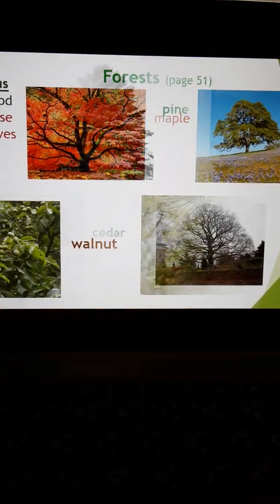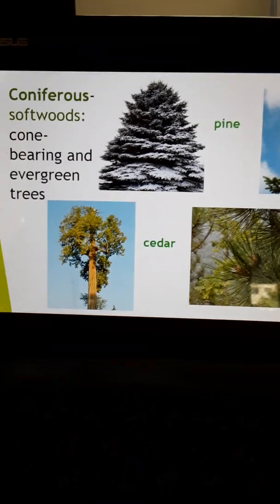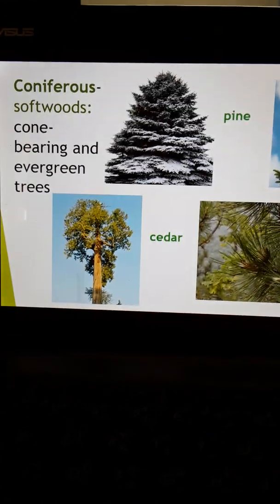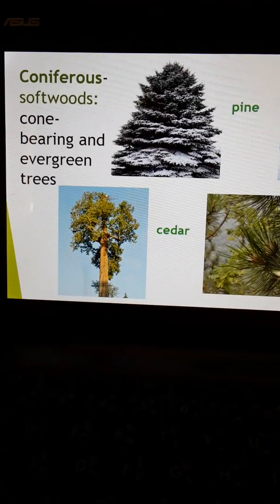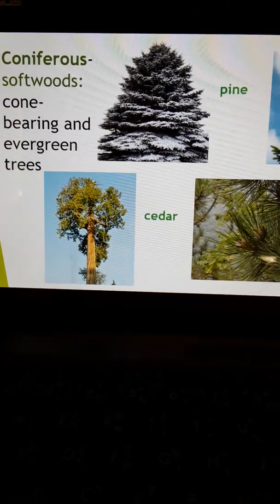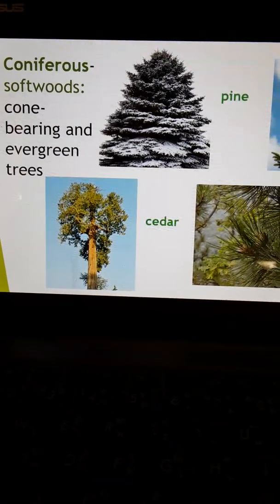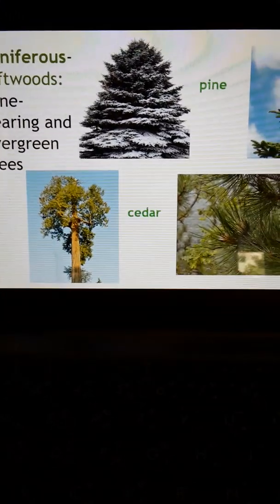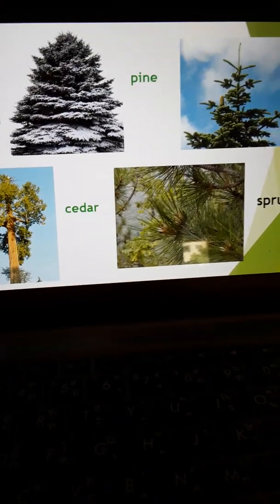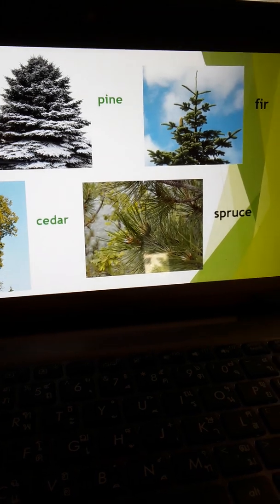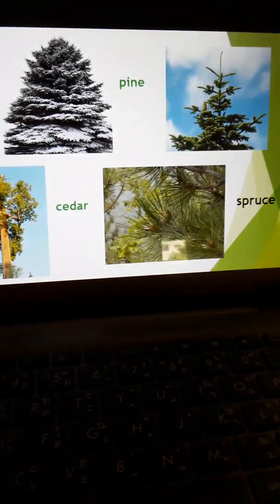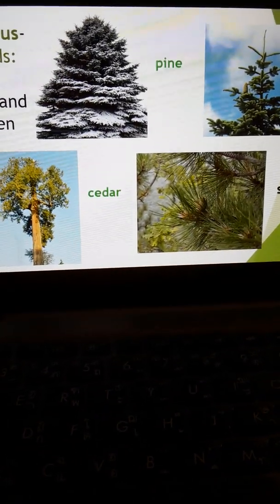The other type of forest in Europe is the coniferous forest. These are the softwoods, which means softwood trees are the cone-bearing trees with evergreen leaves. The best examples are pine, fir, spruce, and cedar.